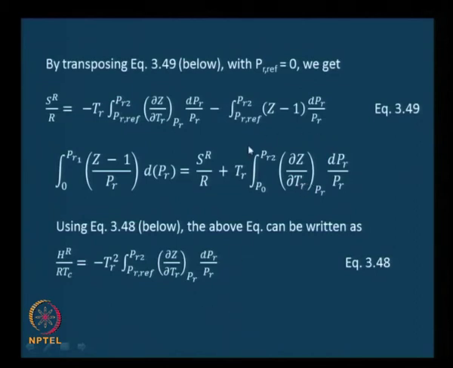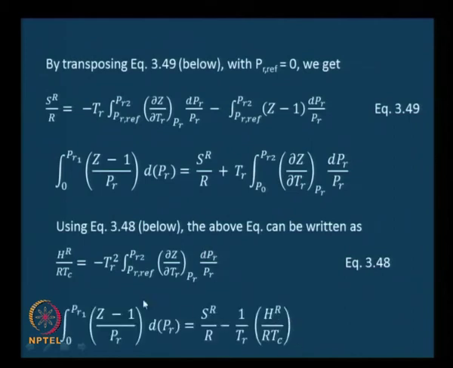Therefore, this integral here can be written as minus, take a look at this here. This is TR squared, here you have a TR, and therefore, minus 1 by TR into HR by RTC becomes this integral that we are looking for. And therefore, the fugacity coefficient estimation, the integral from 0 to PR1 of (z minus 1) by PR dPR, becomes SR by R minus this term, which has become 1 by TR HR by RTC.